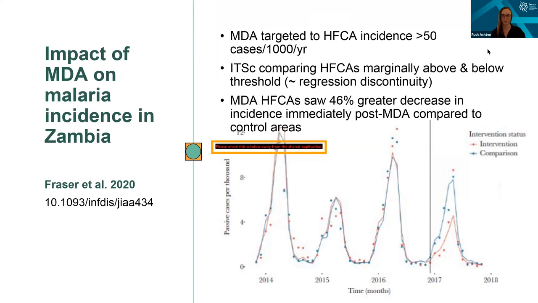So our assumption here is that those catchment areas would be very similar in all other categories and all other transmission, all of these things, apart from whether or not they received mass drug administration. So this allows you to essentially run your interrupted time series, comparing those areas that received MDA to those areas that didn't receive MDA. And this allowed the researchers to explore the impact that they feel that they can attribute to the mass drug administration alone. And they saw a 46% greater decrease in malaria incidence immediately post MDA compared to in the comparison areas.